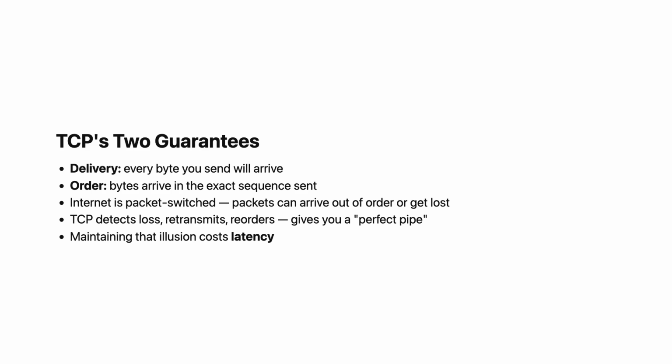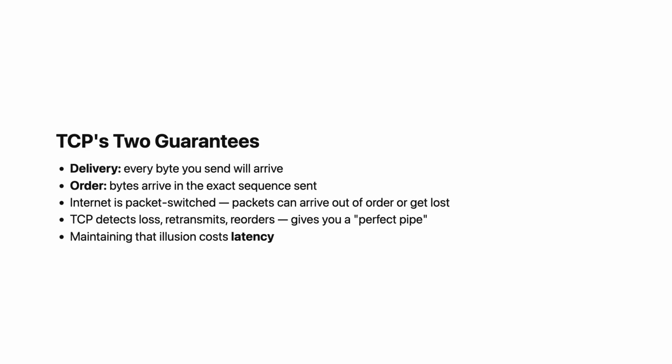Every byte of data gets assigned a sequence number. When your phone sends a packet, it says, here are bytes 1 through 1400. When the server receives it, it sends back an acknowledgement, an ACK, saying, got it, I am ready for byte 1401. If the server does not send an ACK within a certain time, your phone assumes the packet was lost and retransmits it. This is elegant, but think about the timing.